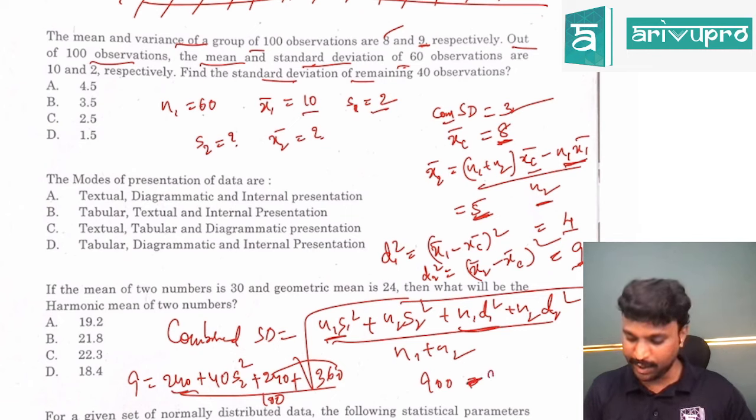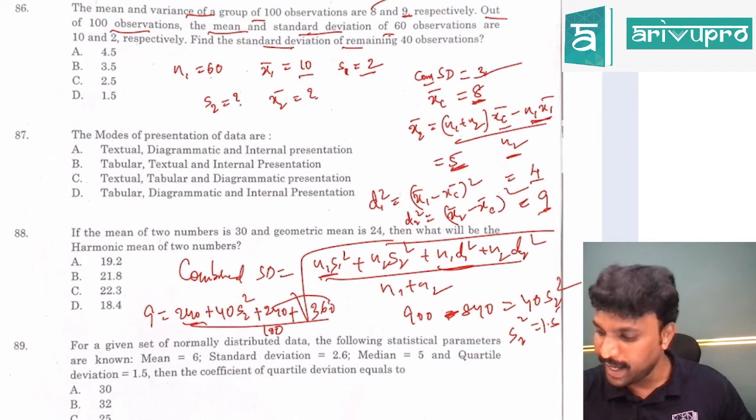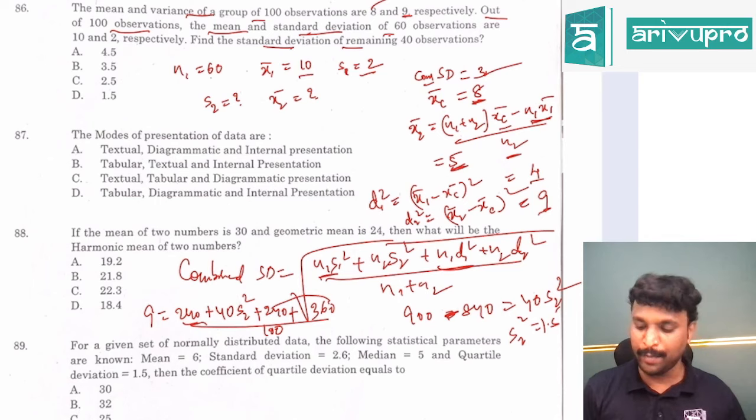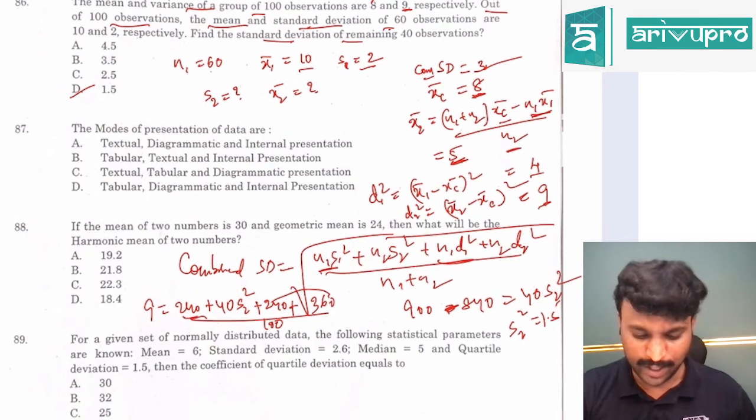If 840 is taken to the left hand side, 900 minus 840 is 60, equal to 40 s2 square. So s2 square is equal to 1.5. Guys, the square root of 1.5 is actually 1.224. So the answer should have been 1.224. They have given 1.5, the nearest answer you can take, but actually 1.224 is the right answer. Look at the next question, guys.